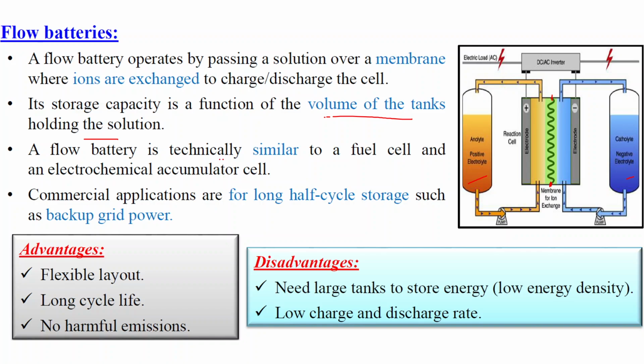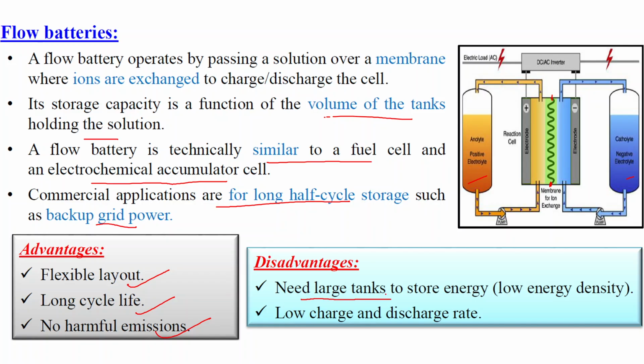The more electrolyte present in the flow battery, the more the storage capacity. A flow battery is technically similar to a fuel cell and an electrochemical accumulator cell. Commercial applications are for long half-cycle storage, such as backup grid power. Its advantages are flexible layout, long cycle life, and no harmful emissions. It needs large tanks, which is a disadvantage.